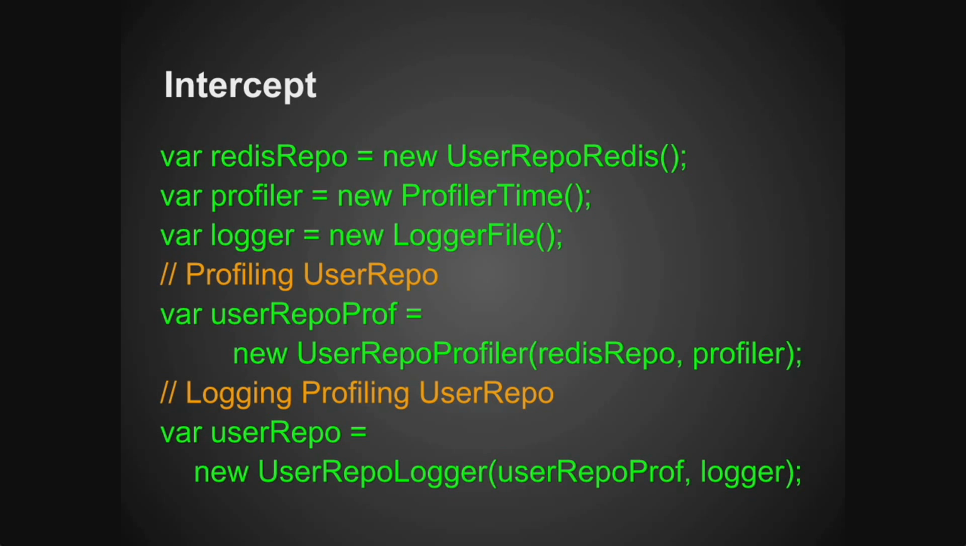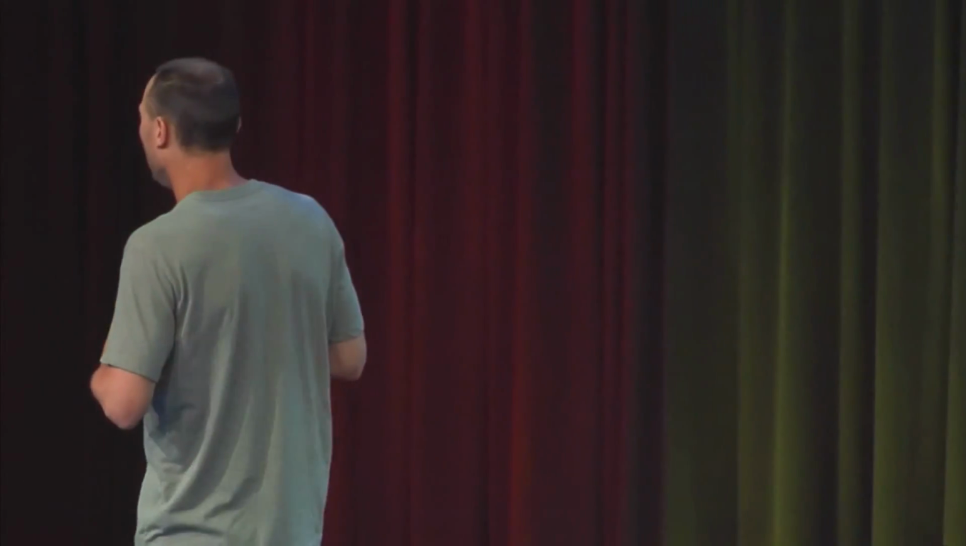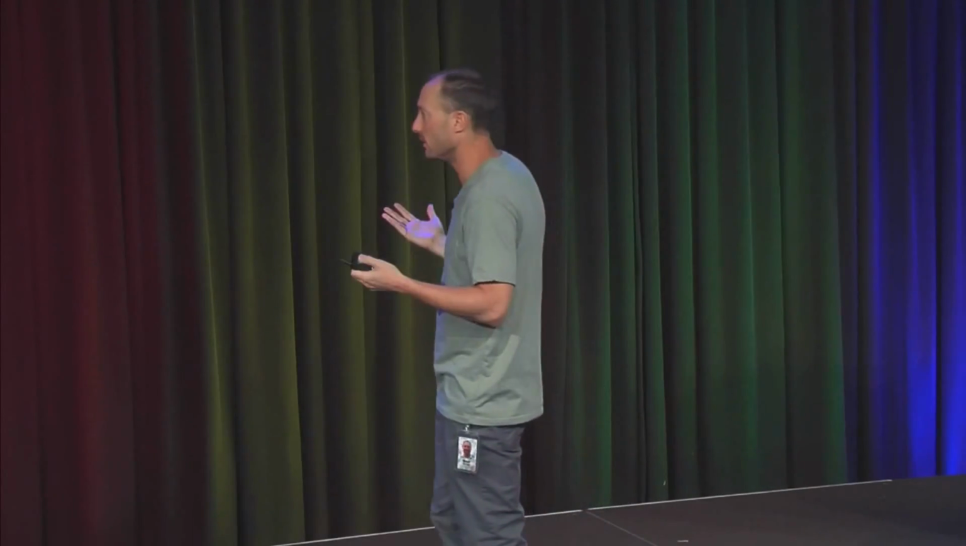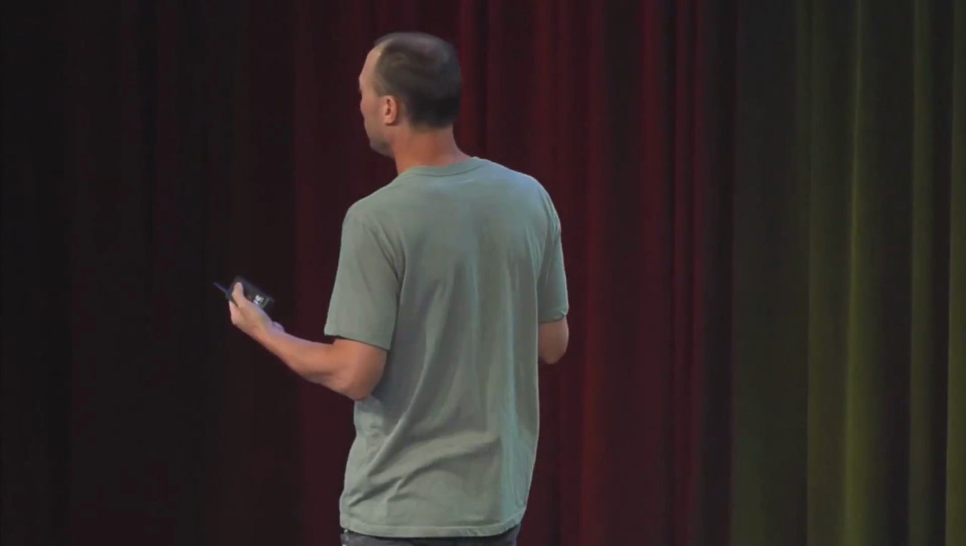Because I've been programming to interfaces, and because of our good friend the Liskov substitution principle, I can use this user repo prof object anywhere I can use a user repo object, since it implements that interface. So I'm going to use that to pass into the user repo logger object. And now at the very end here, I have a user repo object that can be used anywhere a user repo object could be used. But this one has logging and profiling built into it. And at no point have I violated any of our principles of keeping things separate.